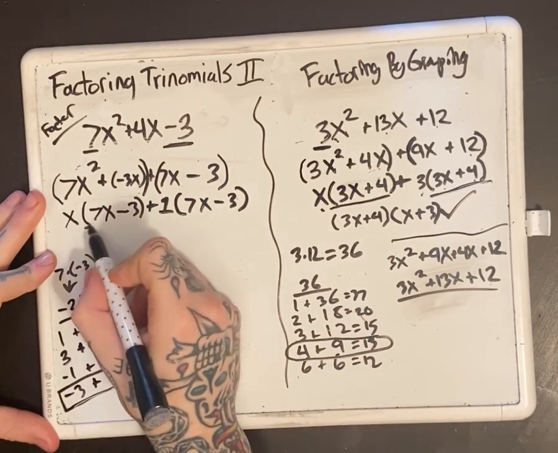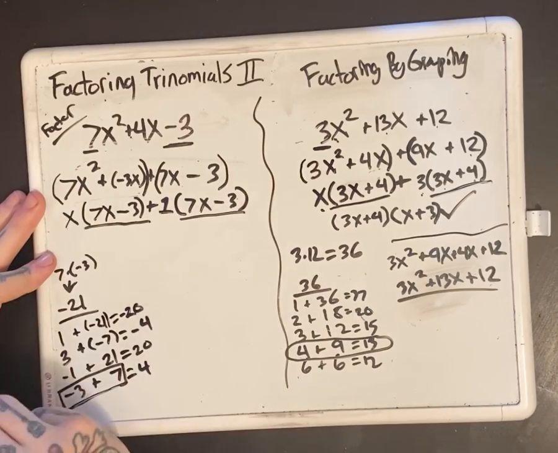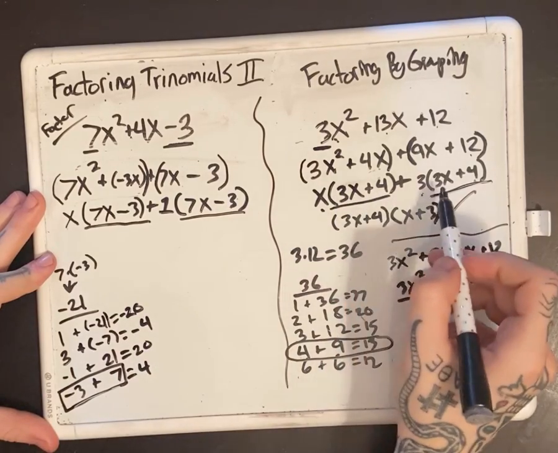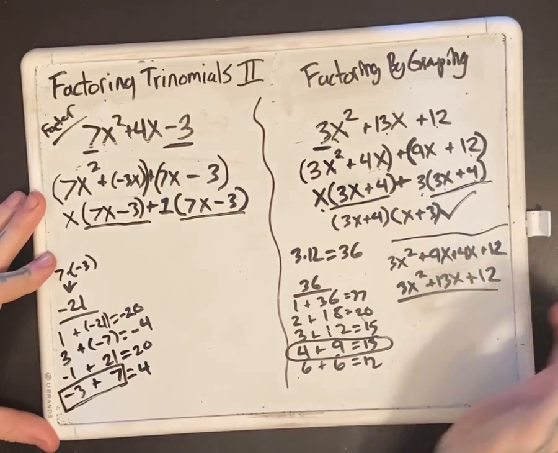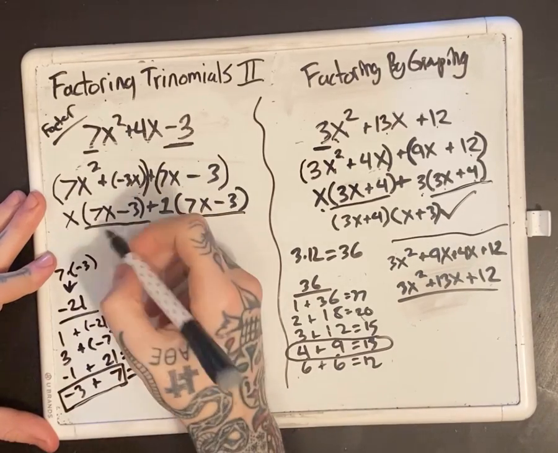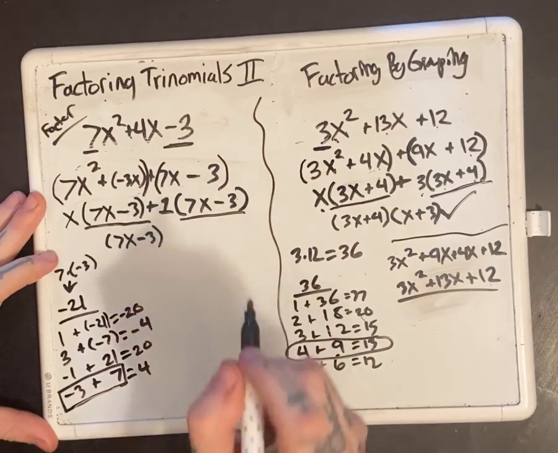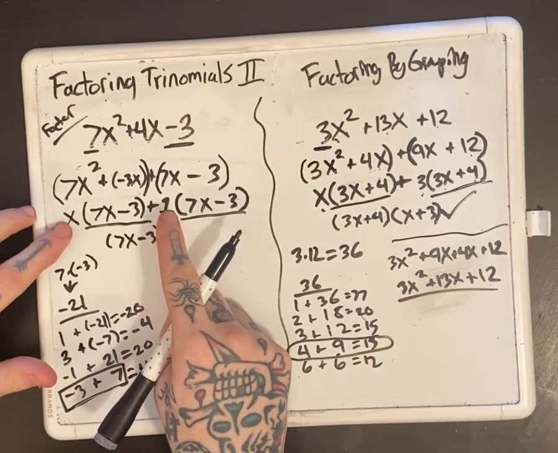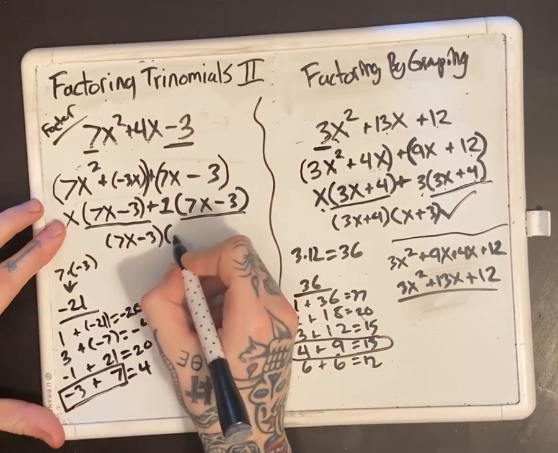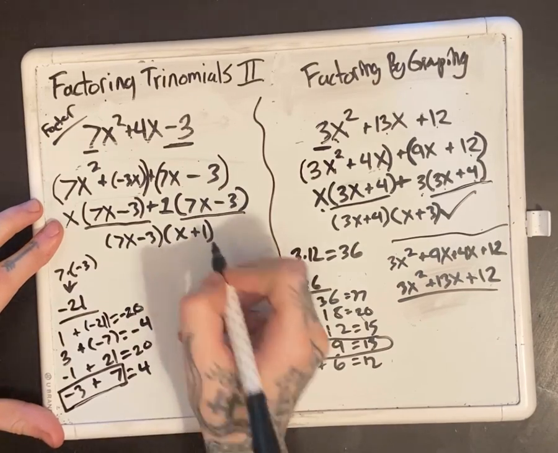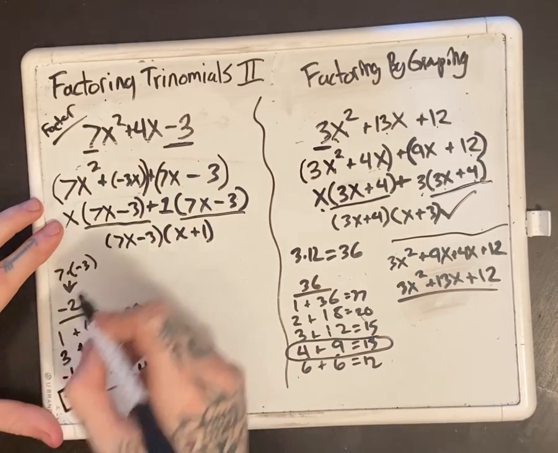So now we have that common binomial, like we had over here. We had 3x plus 4 and 3x plus 4. So I'm going to factor that whole binomial out. So we're going to get 7x minus 3. And now we're only left with x plus 1. Okay, same as we got before.